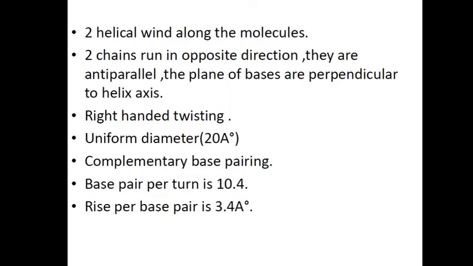The strands are coiled around one another and they are moving in a right-handed twisting or helix form with a uniform diameter of around 20 angstrom, following the complementary base pairing, that is the Chargaff rule. Then the base pairs per turn is 10.4 and the rise per base pair is 3.4 angstrom.